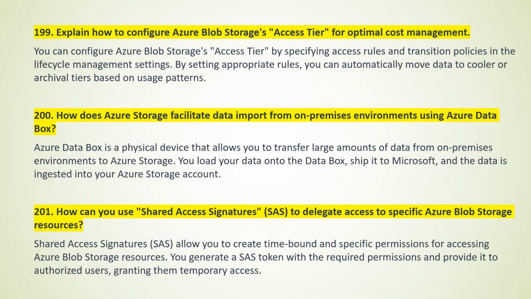Explain how to configure Azure Blob Storage's access tier for optimal cost management. You can configure Azure Blob Storage's access tier by specifying access rules and transition policies in the lifecycle management settings. By setting appropriate rules, you can automatically move data to cooler or archival tiers based on usage patterns.